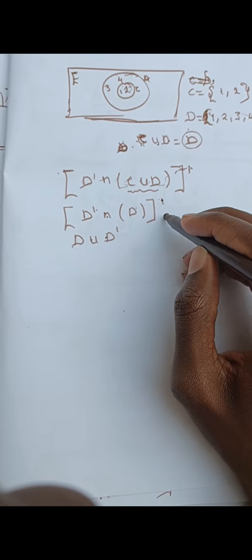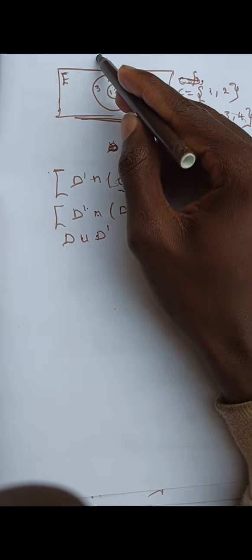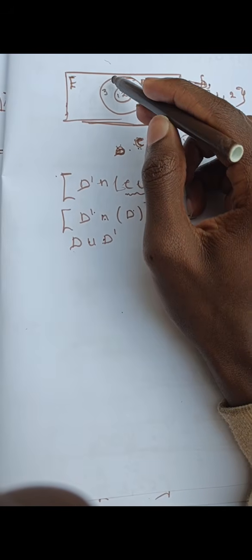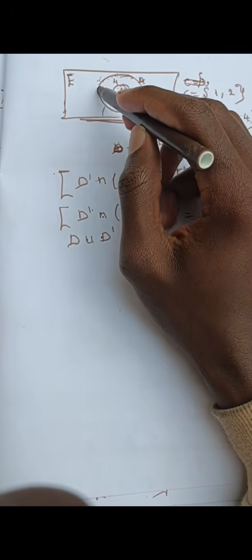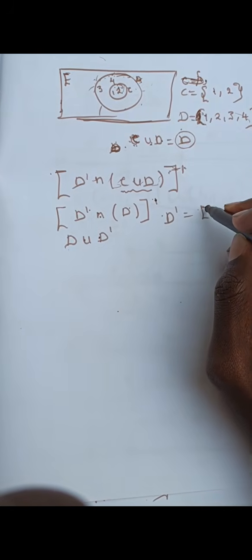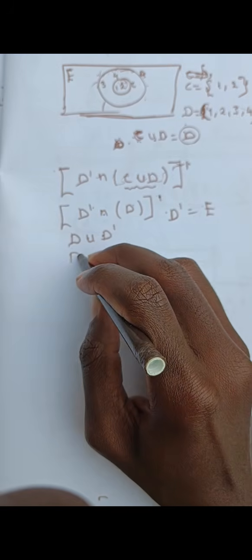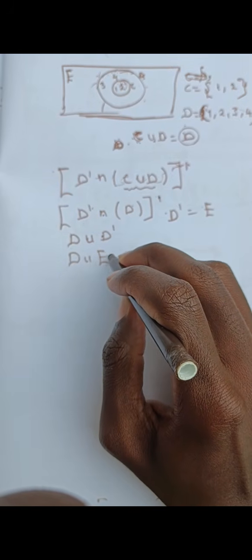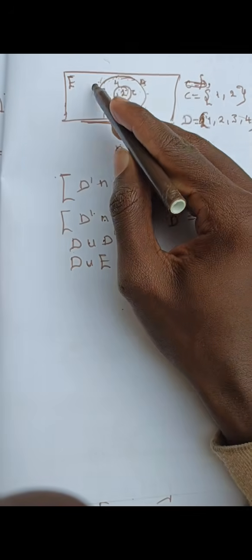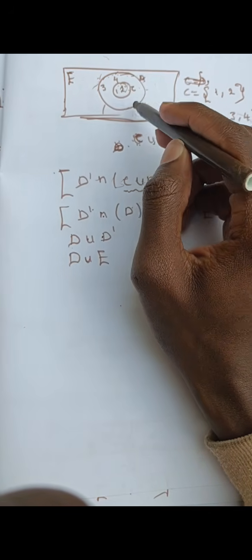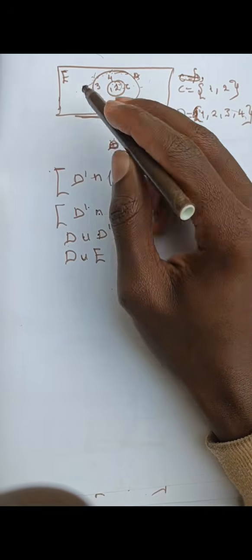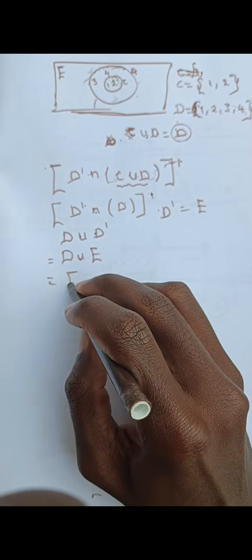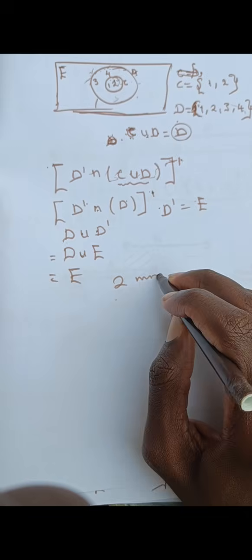So what is D complement first of all? Values which are not found in D, right? If you look at what I gave you as an example, where are we going to find values which are not in D? It is outside, in the universal set. So D complement is equal to the universal set. So it's like you're saying D union universal set. Now, if you unite the universal set with D, what are you going to get? You're getting the universal set, right? So the final answer is the universal set. Just like this, you get the 2 marks.